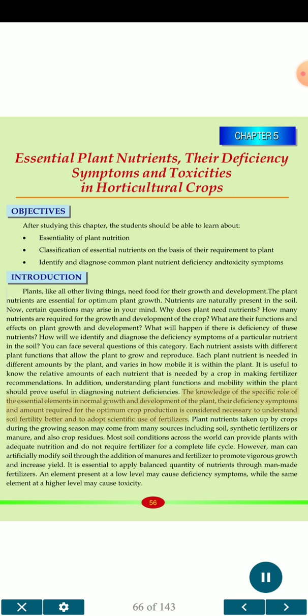The knowledge of the specific role of the essential elements in normal growth and development of the plant, their deficiency symptoms and amount required for the optimum crop production is considered necessary to understand soil fertility better and to adopt scientific use of fertilizer. Plant nutrients taken up by crops during the growing season may come from many sources including soil, synthetic fertilizer or manure, and also crop residues.